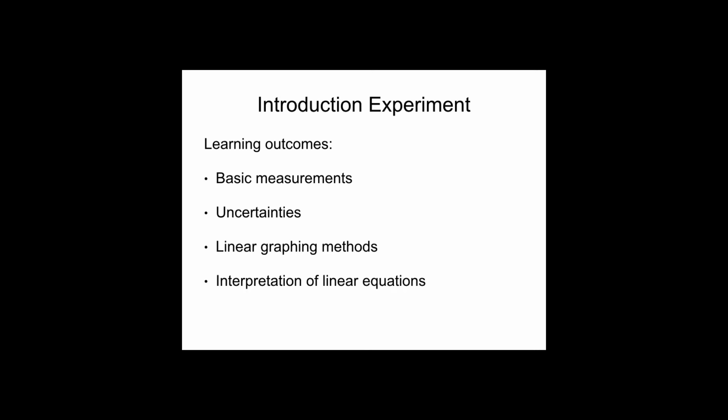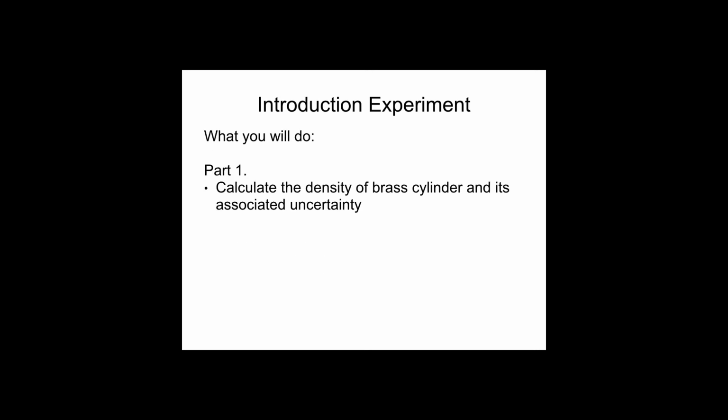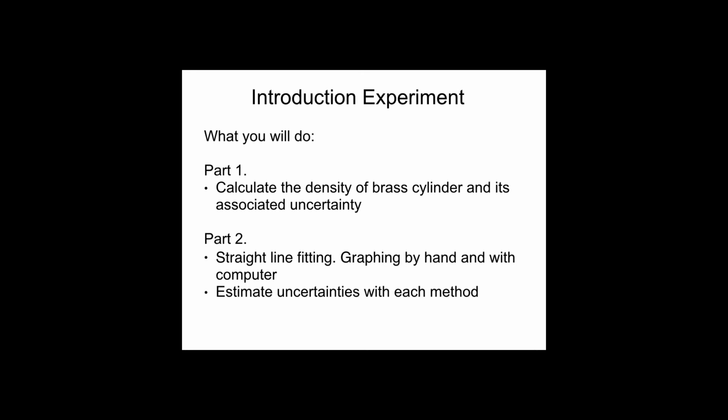So how are we achieving this? Part one, you'll be looking at calculating the density of a brass cylinder and then calculating its associated uncertainty. Next, you'll be doing a straight line fitting exercise, first doing it by hand, drawing in your error bars and getting lines of best fit with minimum and maximum, and figuring out how to calculate uncertainty with this method. And then you can compare the uncertainties with each of these methods and see how they compare. So see you in the lab.